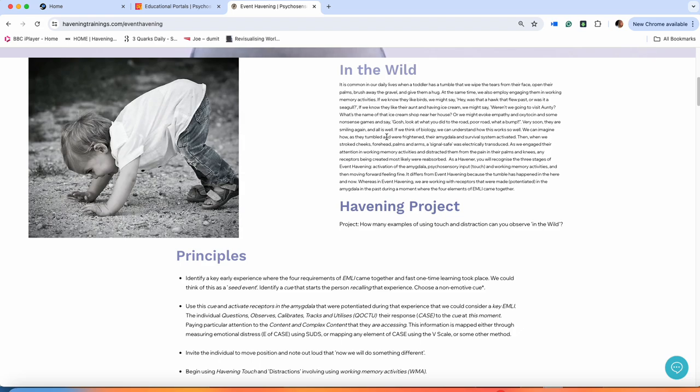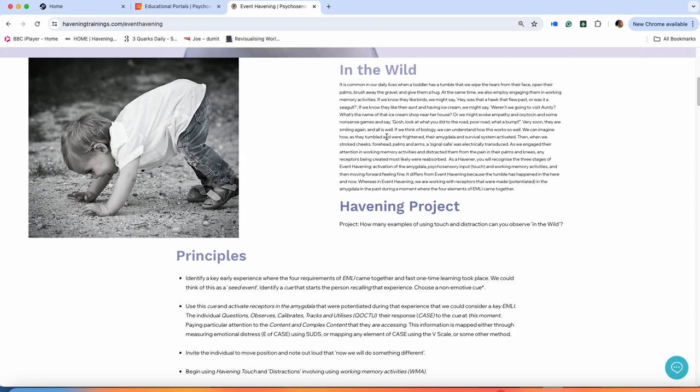Think about Havening Touch. And we usually use working memory activities. If we know they like birds, we might say, hey, was that a hawk that flew past, or was it a seagull? If we know they like their auntie and having ice cream, we might say, weren't we going to visit auntie? What's the name of that ice cream shop near her house? Or we might evoke empathy and oxytocin and some nonsense games and say, gosh, look what you did to the road, poor road, what a bump. So we get them smiling again.